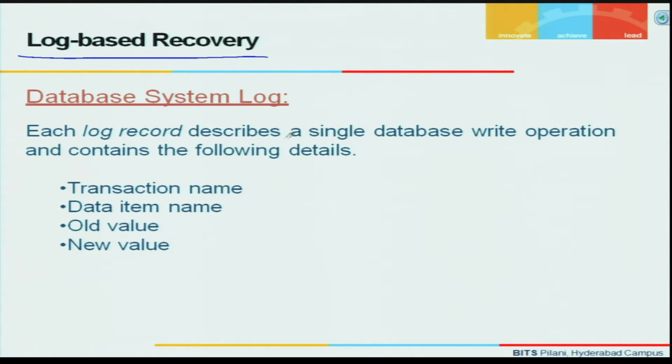Each log record describes a single database write operation and contains the following details: what is the transaction name, what is the data item which is being modified, what is the old value, and what is the new value. When we have this kind of information available in the log, whenever there is a failure with the transaction, using this information we can always go back to the previous state. That means we can nullify or remove the effects done by this unsuccessful or failed transaction.